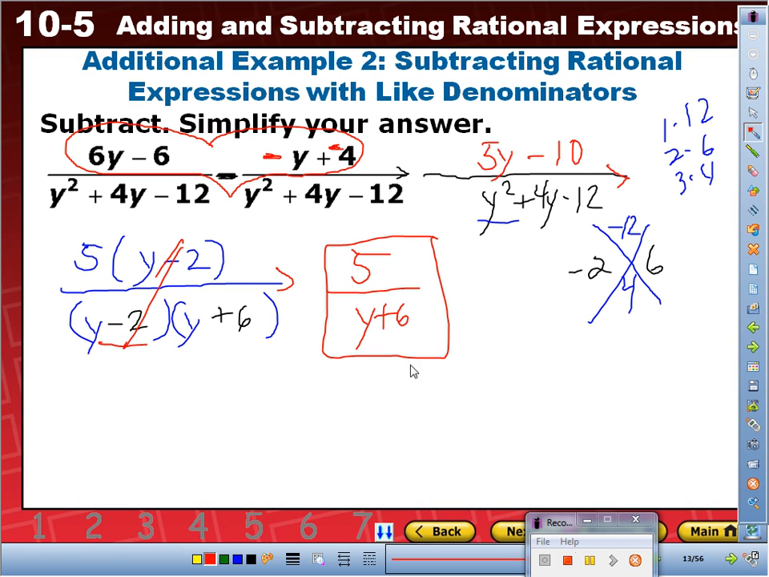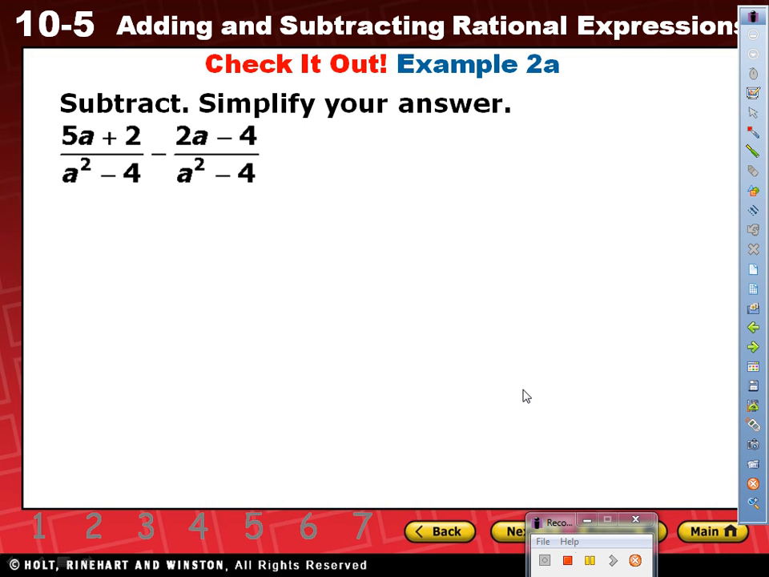So what's the only difference between addition and subtraction? That for subtraction, this negative sign is going to change the signs of whatever's on the numerator on the right side. Are we there? Okay, copy this one. Copy this.